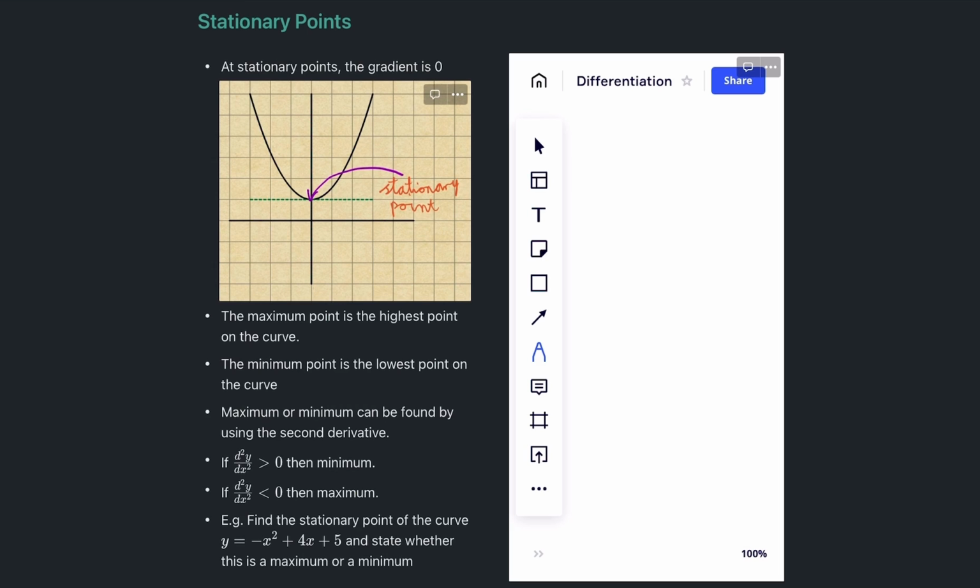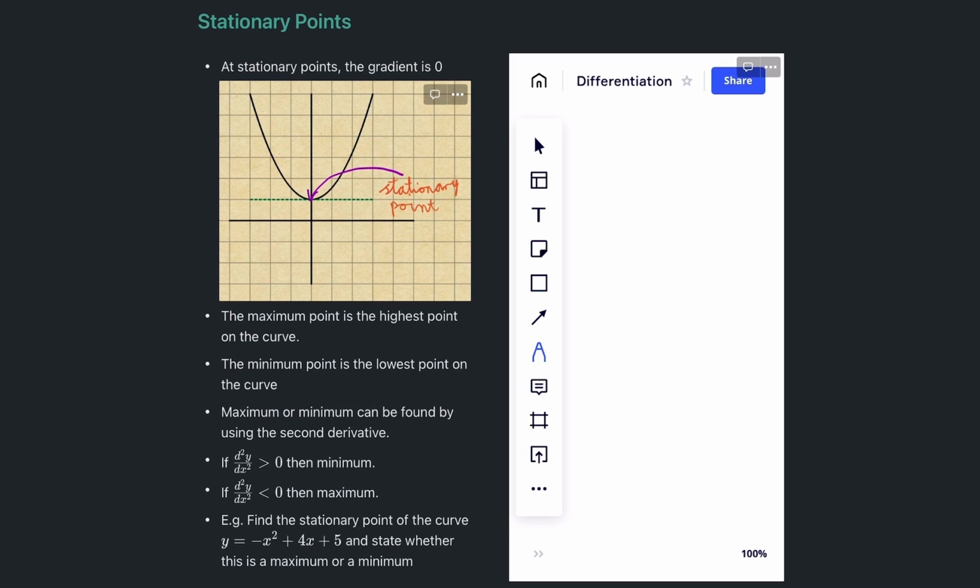And that's what you can find with stationary points: after you find the stationary point, they might ask you to find whether it's a maximum point or a minimum point. And the way to find a maximum or minimum is by using the second derivative. So if your d2y over dx2 is greater than 0, then it's a minimum. And if your d2y over dx2 is less than 0, then it's a maximum. It's just as easy as that. So the best way to visualize this is by doing a question.